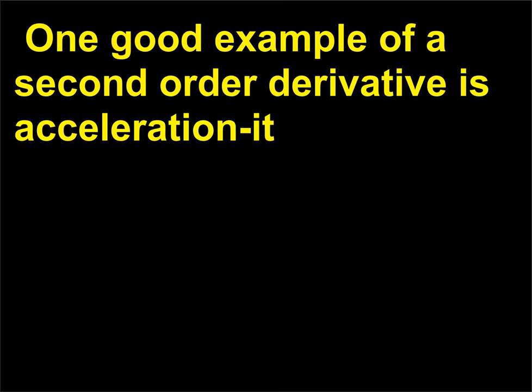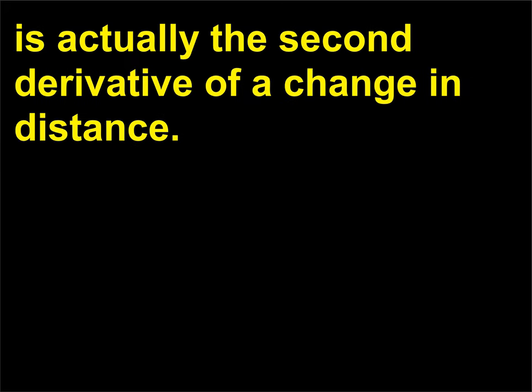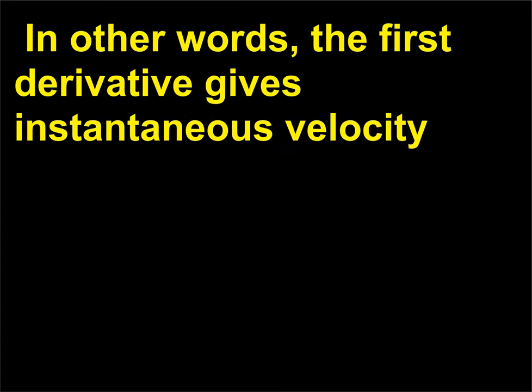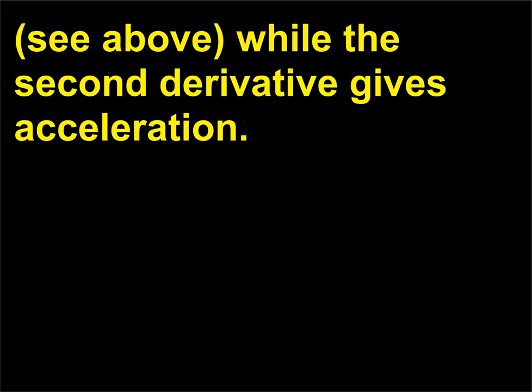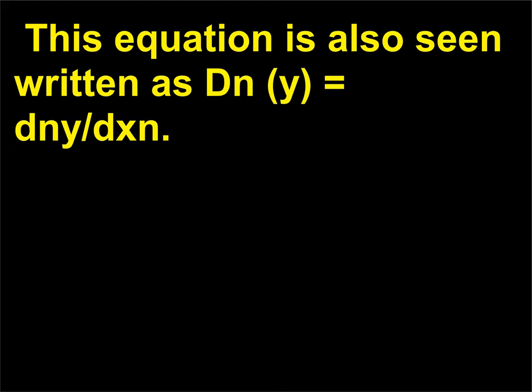One good example of a second-order derivative is acceleration. It is actually the second derivative of a change in distance. In other words, the first derivative gives instantaneous velocity, see above, while the second derivative gives acceleration. This equation is also seen written as d^n y equals d^n y/dx^n.